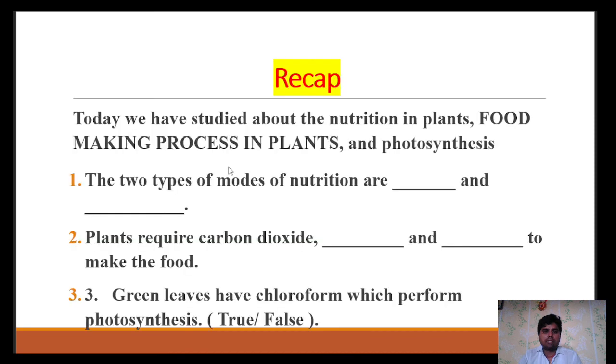Today we have studied nutrition in plants, the food making process in plants, and photosynthesis. Now I hope you can answer this question, and you can pause for a while to answer it. Meanwhile, I will give the answer now. The two types of modes of nutrition are dash and dash. So we all know that it is autotroph and the other one is heterotroph.